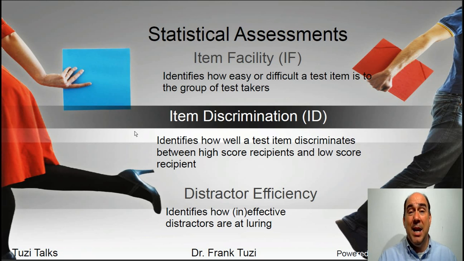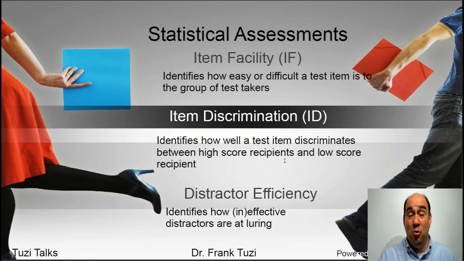Okay, so that's item facility. Item discrimination identifies how well a test item discriminates between high-scoring recipients and low-scoring recipients. In other words, let's just say we've got 20 people who took the test. 10 of them got it right, 10 of them got it wrong. Okay, so item facility-wise, that's pretty good. I've got a somewhat balanced result here.